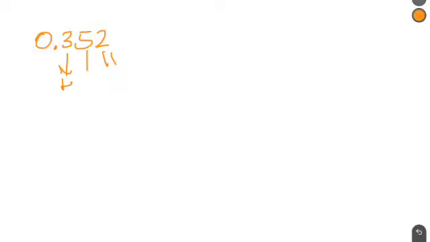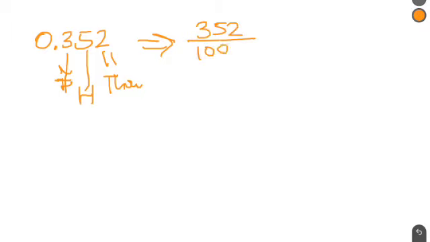So the number furthest to our right is in the tens, hundreds, thousandths. So that means that when we convert this fraction, it would be 352 over 1,000.